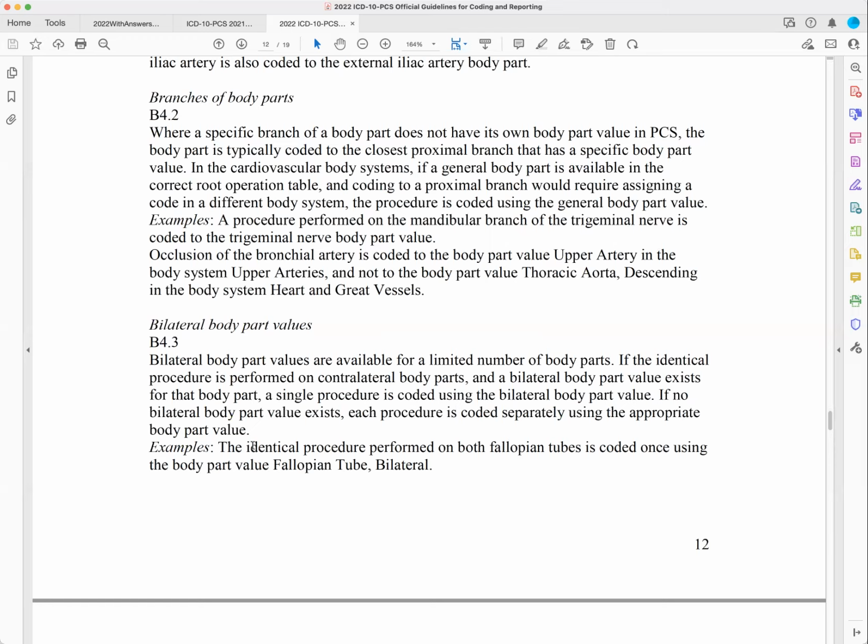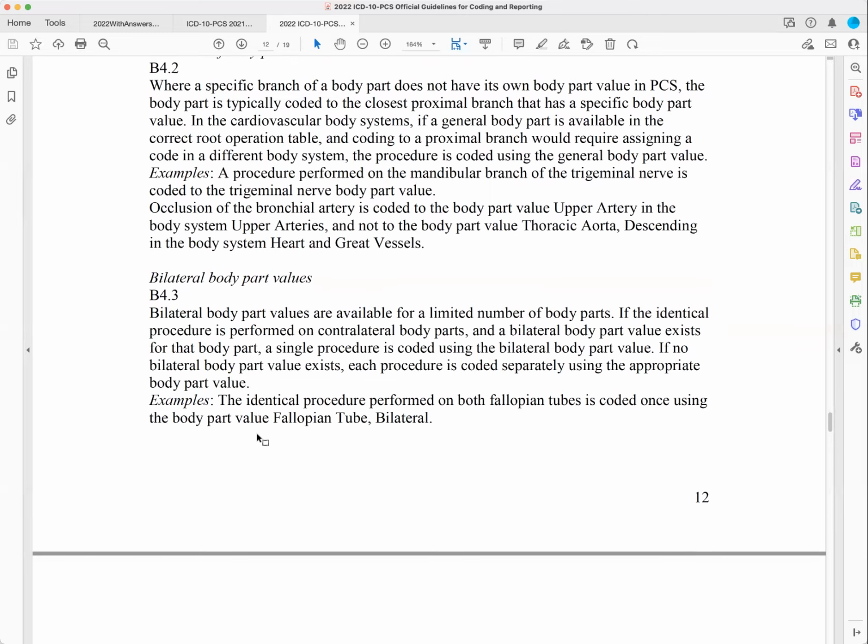So the example they gave is on the fallopian tubes, and because it's the same procedure on the same body part, both on the fallopian tubes, left and right, because PCS has a body part for fallopian tube bilateral, you only assign one code with that bilateral body part indicator.